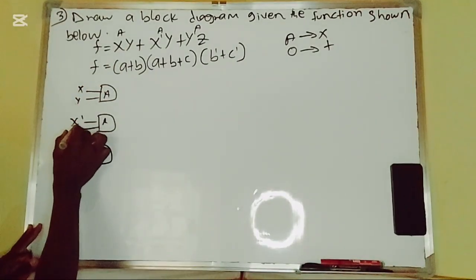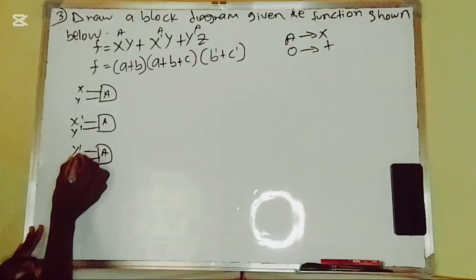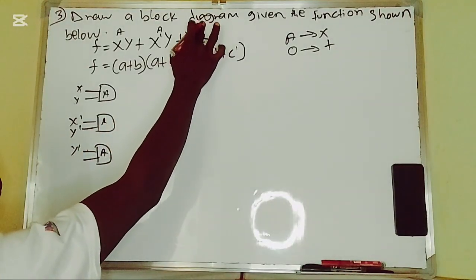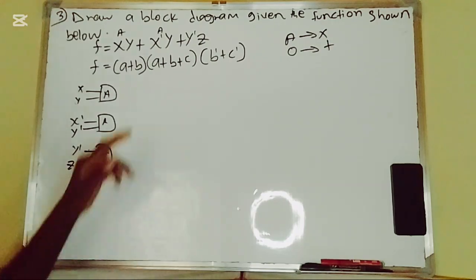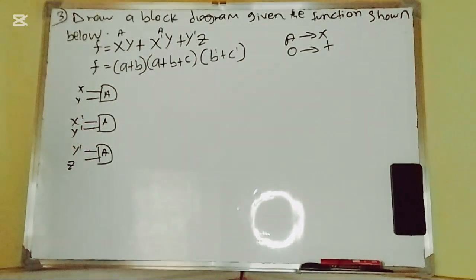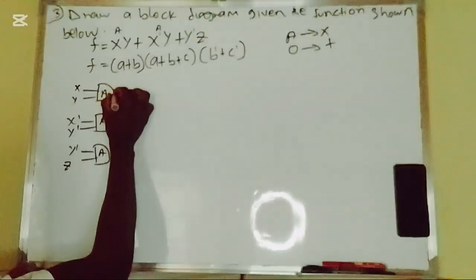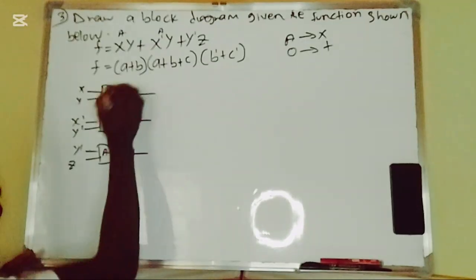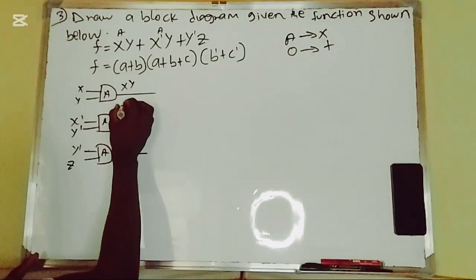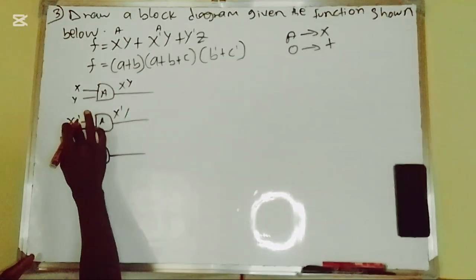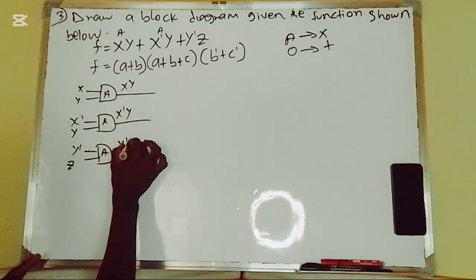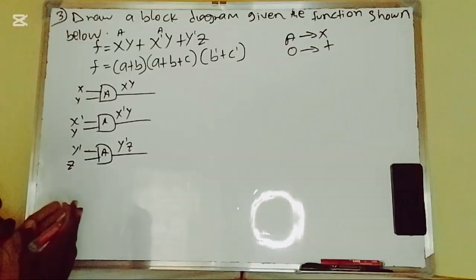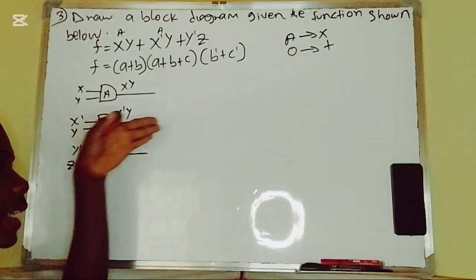This is X prime, this is Y prime, and this is Z. And therefore the addition, this is an OR gate. Let's say this is the output. The output of this is XY, the output of this is X prime Y, and here we have Y prime and Z. This is the output. So this will be a new input to the gate that is next.